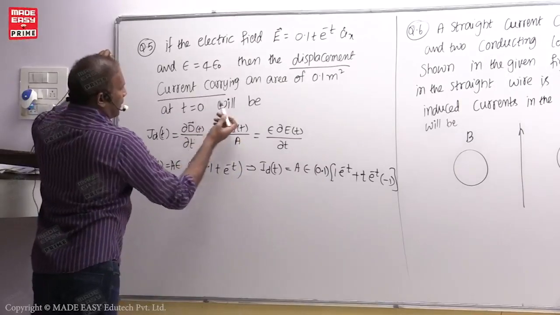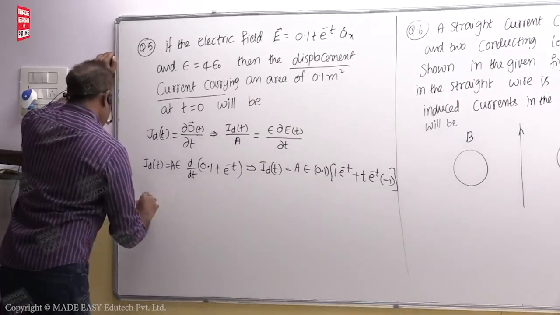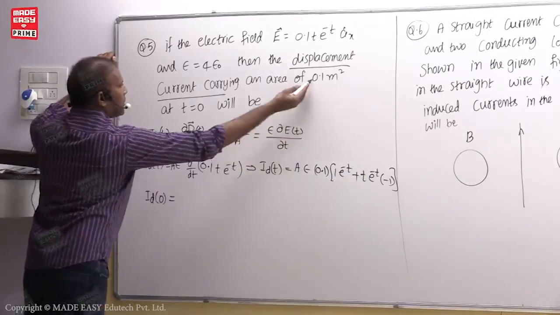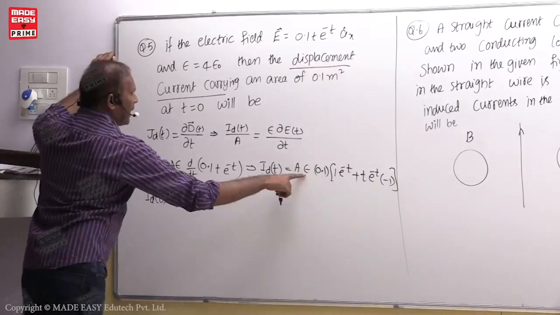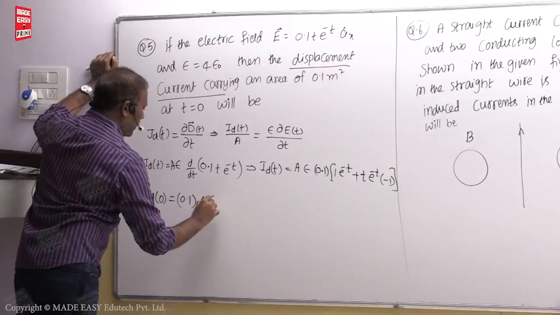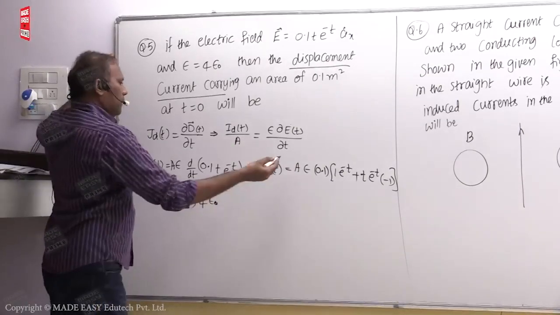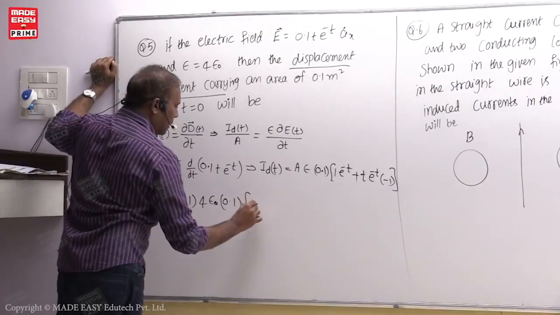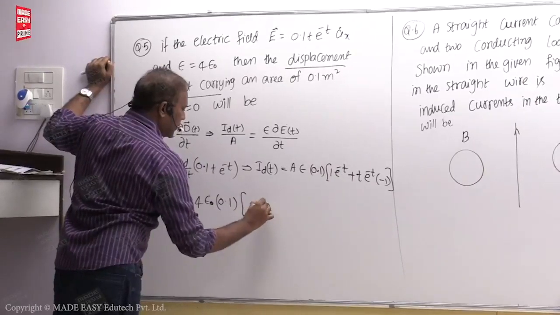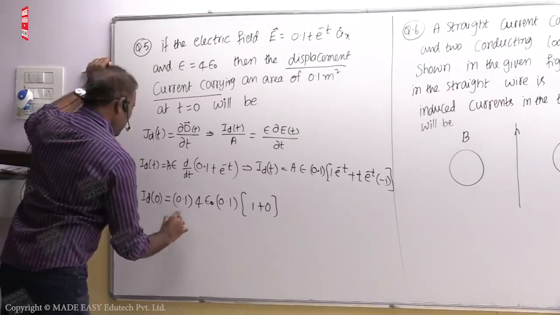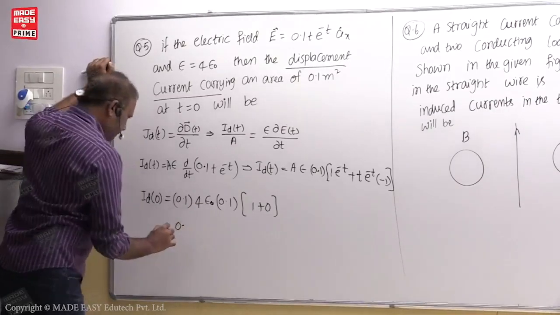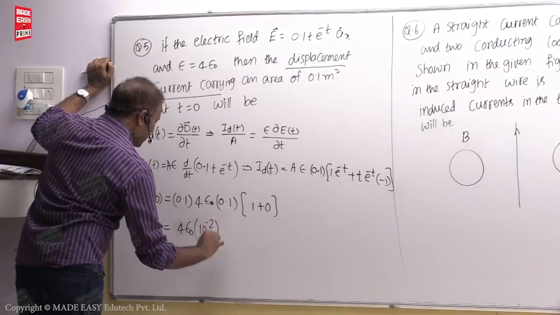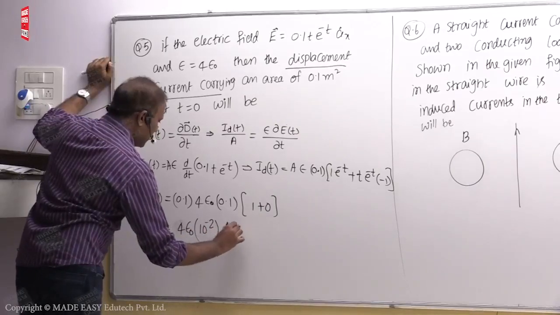Now you have to find displacement current density at t is equal to 0 time. Substitute t is equal to 0 here. Then area is given as 0.1 meter square. So 0.1. And epsilon is given as 4 epsilon naught. So 4 epsilon naught. Okay. Then already 0.1 is there here, and substitute t is equal to 0. E power 0 is 1, and here t0 is there. So this is the answer, dear students. Now this is a point 4 epsilon naught into 10 to the power minus 2. So this is the answer. Okay.